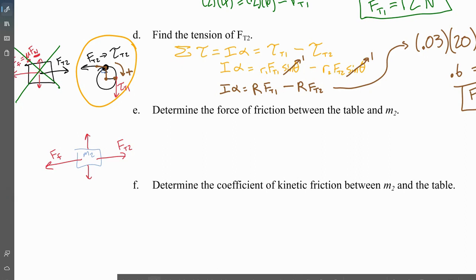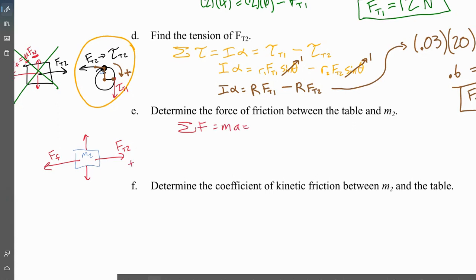So if force of friction only applies to mass 2, that means we have to look at mass 2. And mass 2 doesn't rotate, so it's not torques, which means what do we look at? Sum of the forces equals MA. Positive forces are where it goes, negative forces are the ones restraining it, so FT2 minus force of friction.